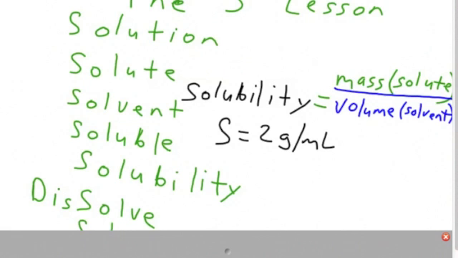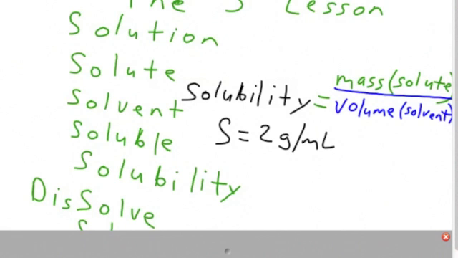Salt is a solute in salt water, right? The salt is the solute. The water is the solvent. The salt water is the what? The solution. Okay? Does salt water taste salty?